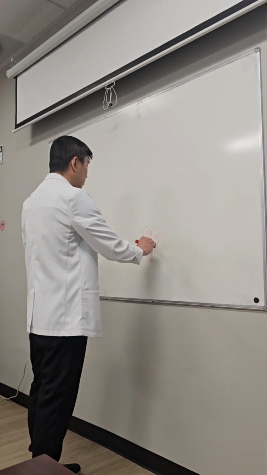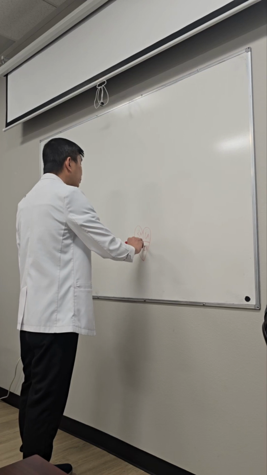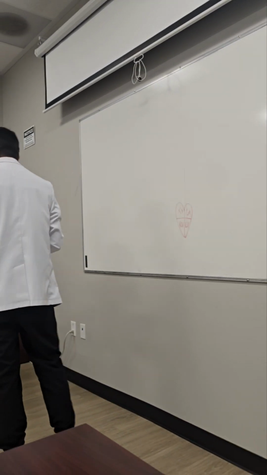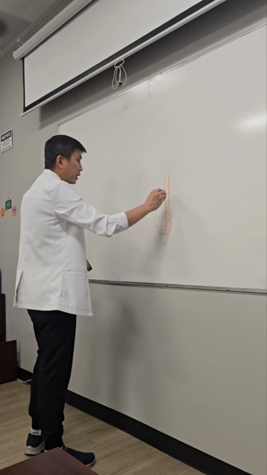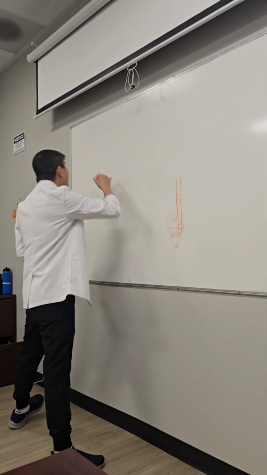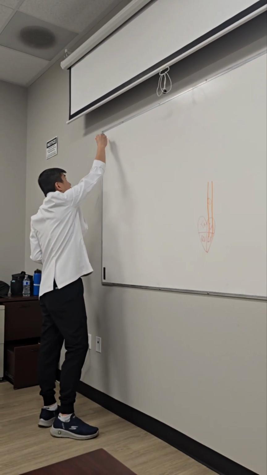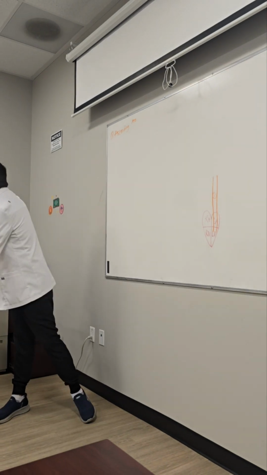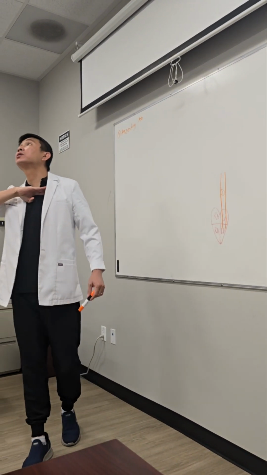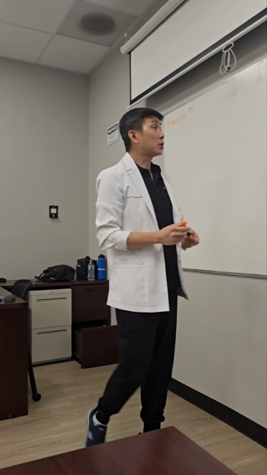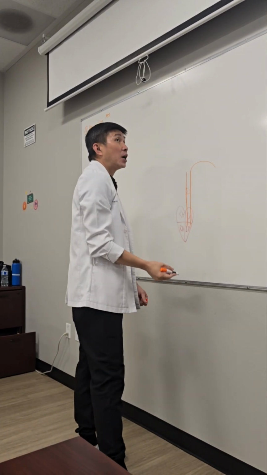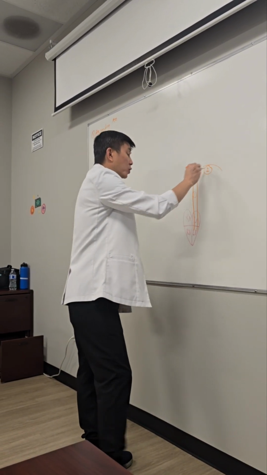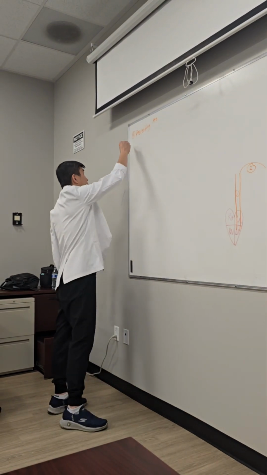So I just draw it up here. When the aorta runs up, I will write number 1: ascending aorta. The aorta runs up to this level, it's going to curve, and this becomes the aortic arch.